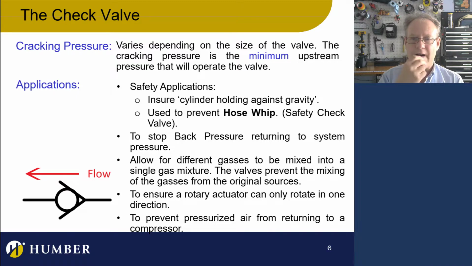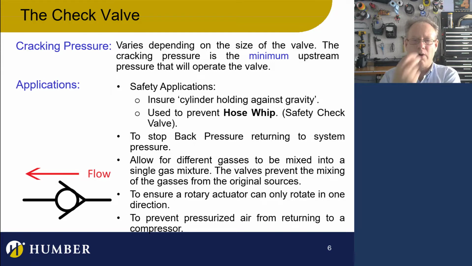Essentially, we can use this for safety applications. Big deal for safety applications. We're going to go into that a little bit later in this discussion, but essentially I want to ensure against gravity, and we will see there's a really cool type of check valve we use for that. And then we also want to prevent hose whip, and hose whip is a really big deal. It's actually really dangerous, and it can actually kill people if there's enough pressure and the hose is really big and really heavy, or it can just hurt you. And I've got whacked by a hose before, and it's not fun. So we have something called a safety check valve that we will discuss in a minute.